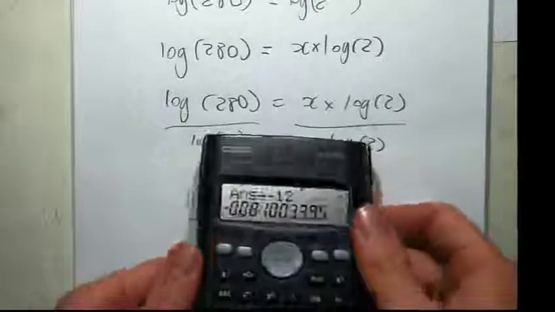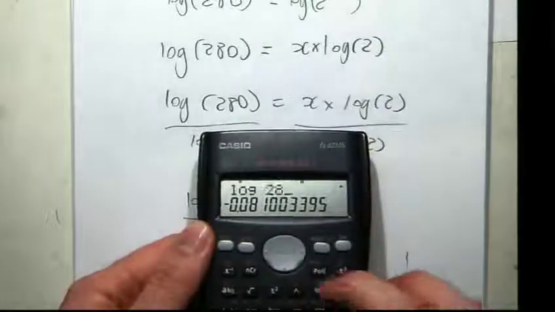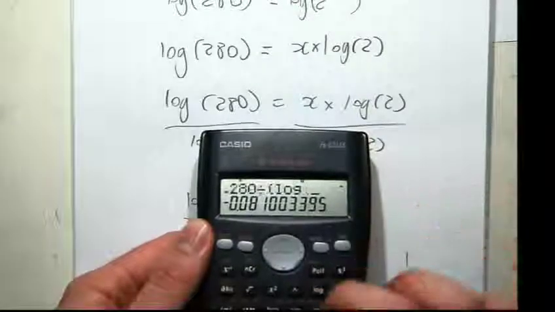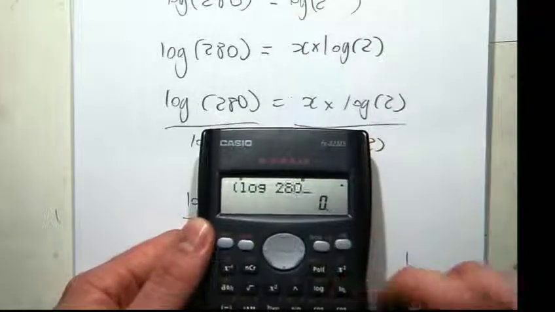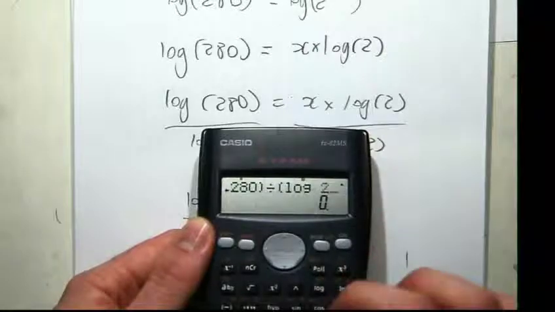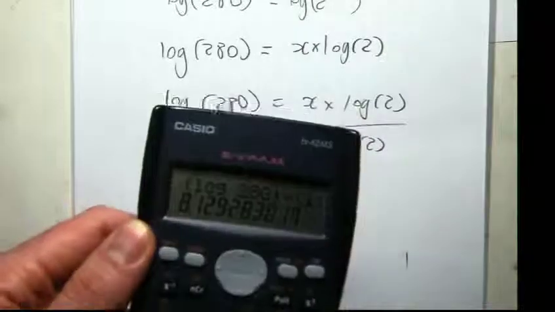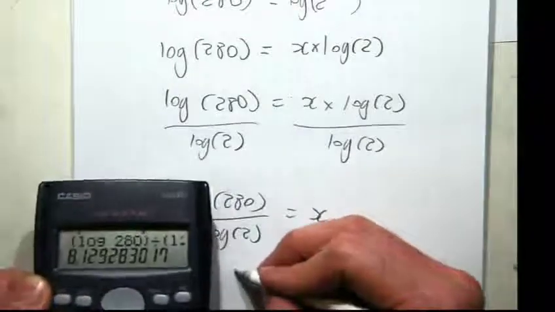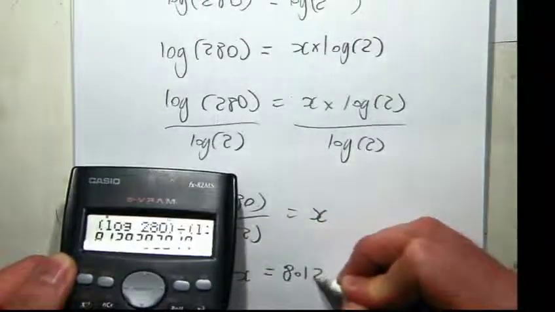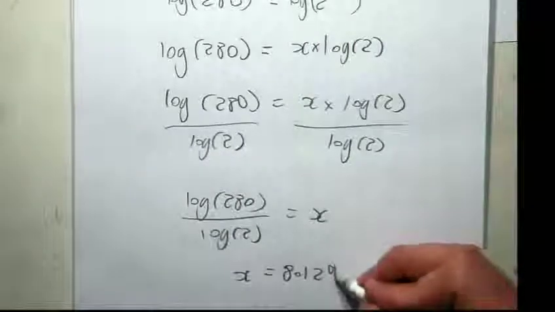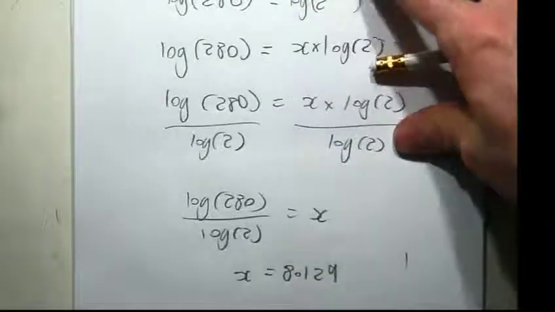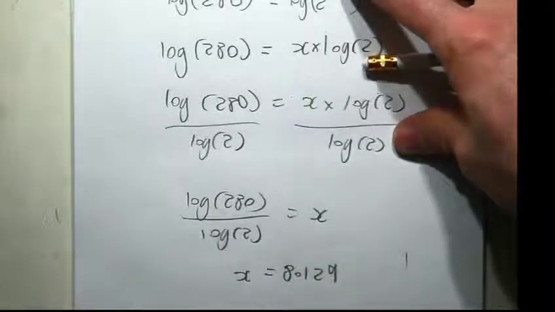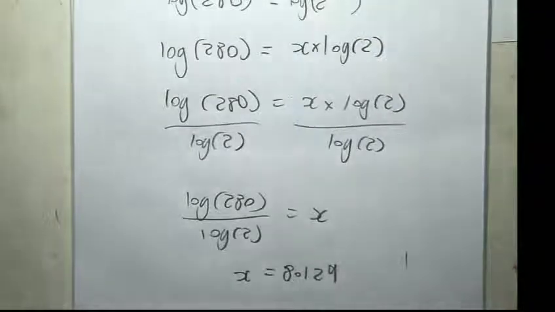And so, log 280 divided by log 2. I'll put brackets in it just in case. I'm pretty sure it does the logs first. 8.129. And let me just check, that seems right. Two to the eight is 256, and 2 to the 9 is the next one up, so it should be 8 point something. So that's good. That's a good start. Okay?